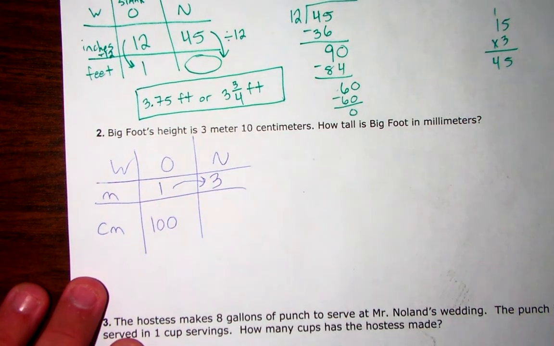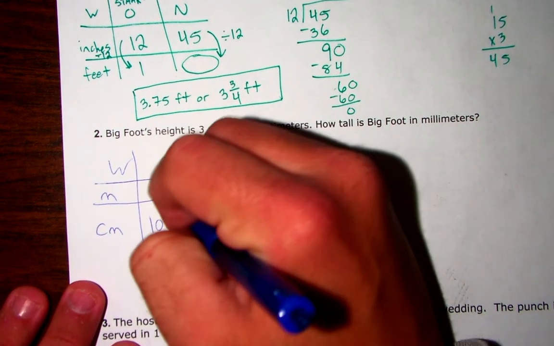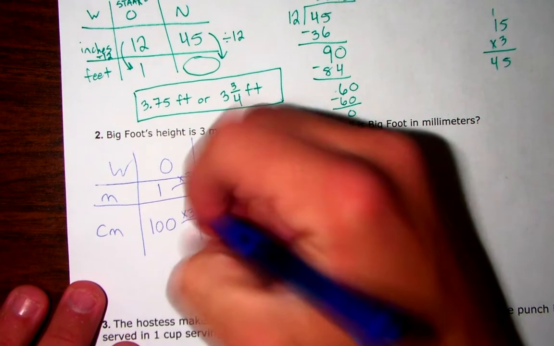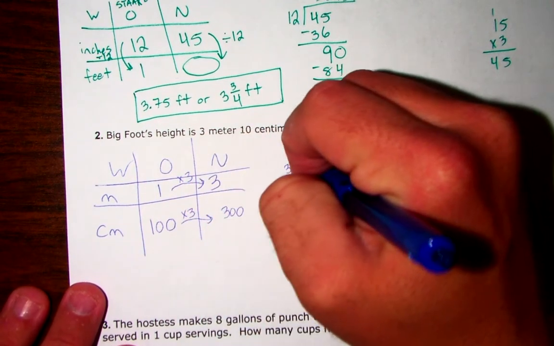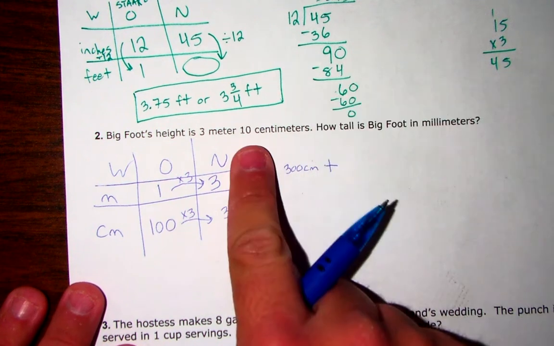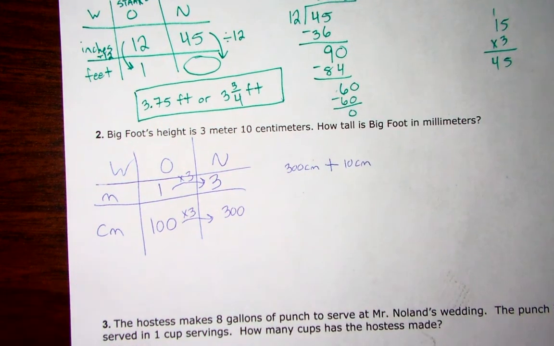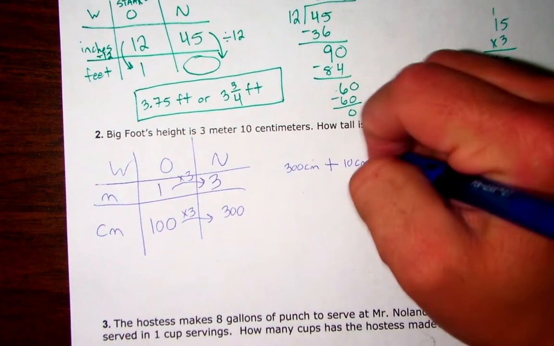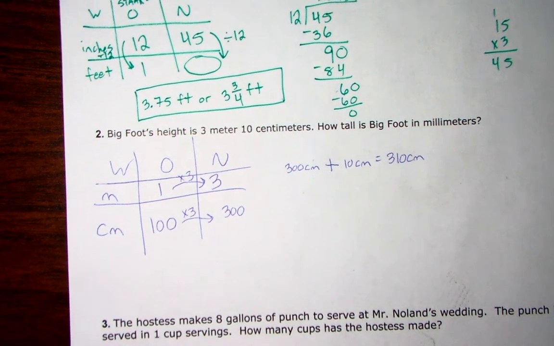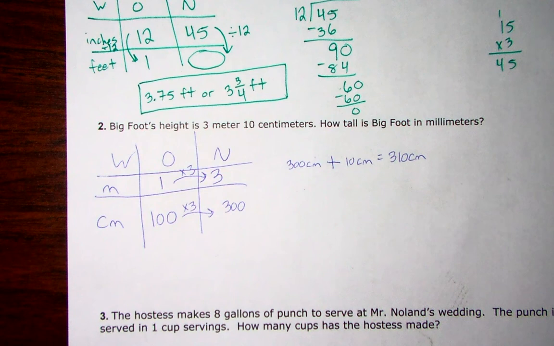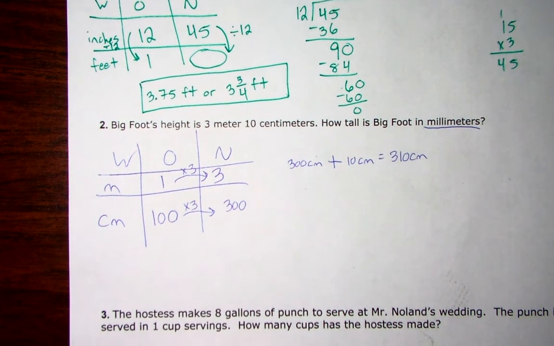How could you go from 1 to 3? Multiply by 3. So what is 100 times 3? Well, that's 300. So you have 300 centimeters plus 10 more centimeters. So how many total centimeters is that? 310 centimeters. But I am not done yet, because the question says how tall is Bigfoot in millimeters.